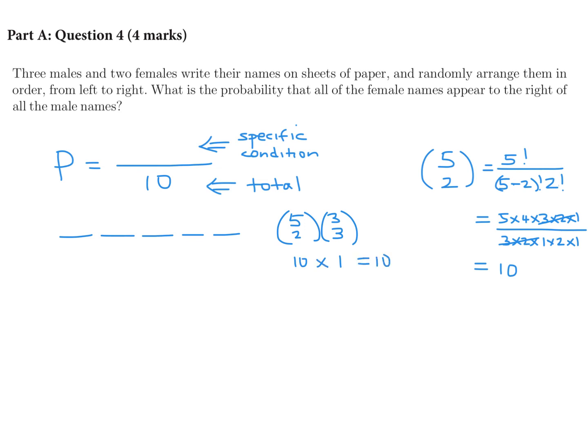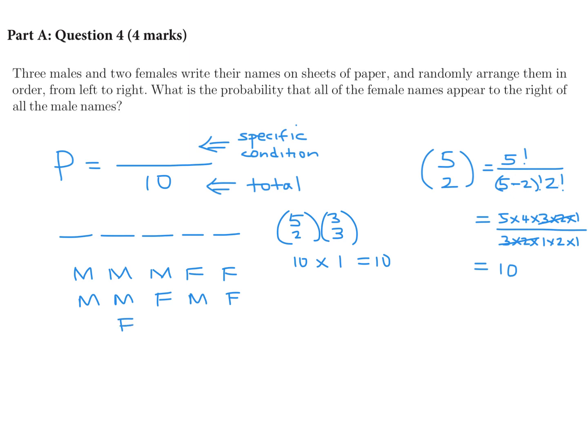Now, let's talk about our specific condition. The specific condition says that the female names have to appear to the right of the male names. And as far as I can tell, there's only one way of doing that. And that is if you have this kind of scenario. Male, male, male, F, F. So that way, the female names are appearing to the right of all male names. And since there's only 10, I think I can write them all out. If there was 500, I'm not going to bother. But since there's only 10, I can actually put all 10.